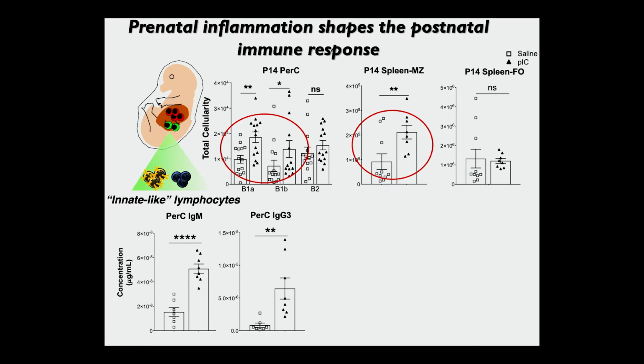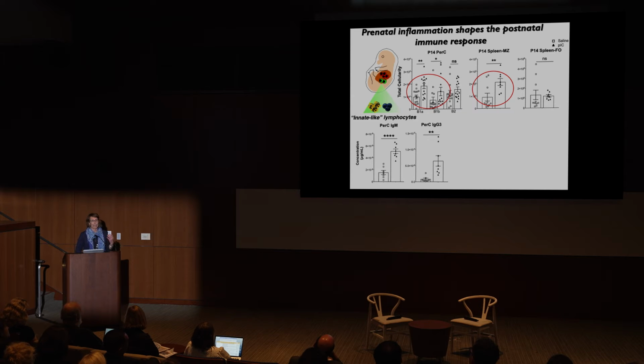These cells function to produce natural antibody within the peritoneal cavity, so we measured natural antibody levels. These include both IgM and IgG3. We saw both IgM and IgG3 significantly increased, and I want to note that this is controlled for the number of cells, so this is measured on a per cell basis. So these cells are not only increased in cellularity within the peritoneal cavity, but they are pumping out more natural antibody on a per cell basis.